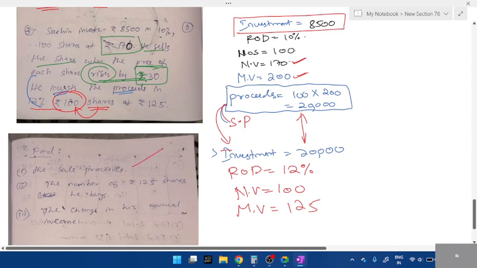Okay. Did we find the first question? Sale proceed. What's the second question? The number of 125 shares he buys. In the first company, how many shares did he have? He had 100. So they're not asking about the first company. They're talking about the second company. How many shares did they mention? Correct, correct. So what do you need to find here? The number of rupees 125 shares he buys.